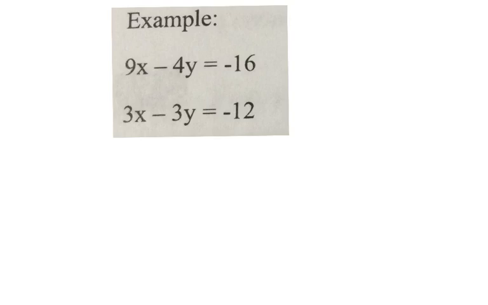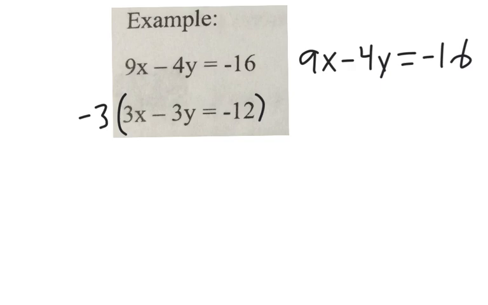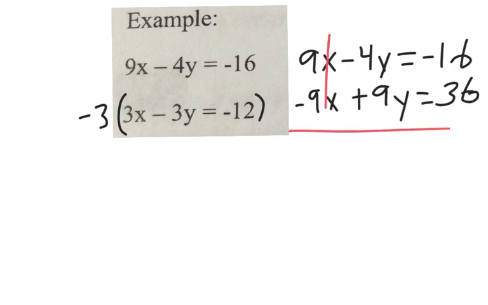Did anything eliminate immediately? No. So what'd you have to do? If I multiply the bottom one by negative 3, I'm going to make the x's eliminate. I agree, that's what I would do. So 9x minus 4y equals negative 16, and negative 9x plus 9y equals 36. Now the x's eliminate. Negative 4y plus 9y is 5y. 36 minus 16 is 20.